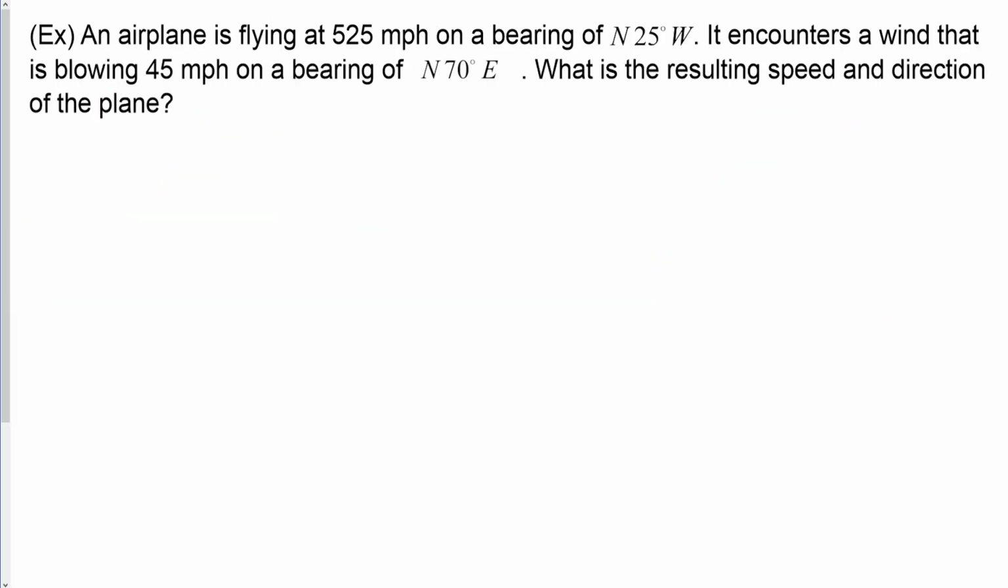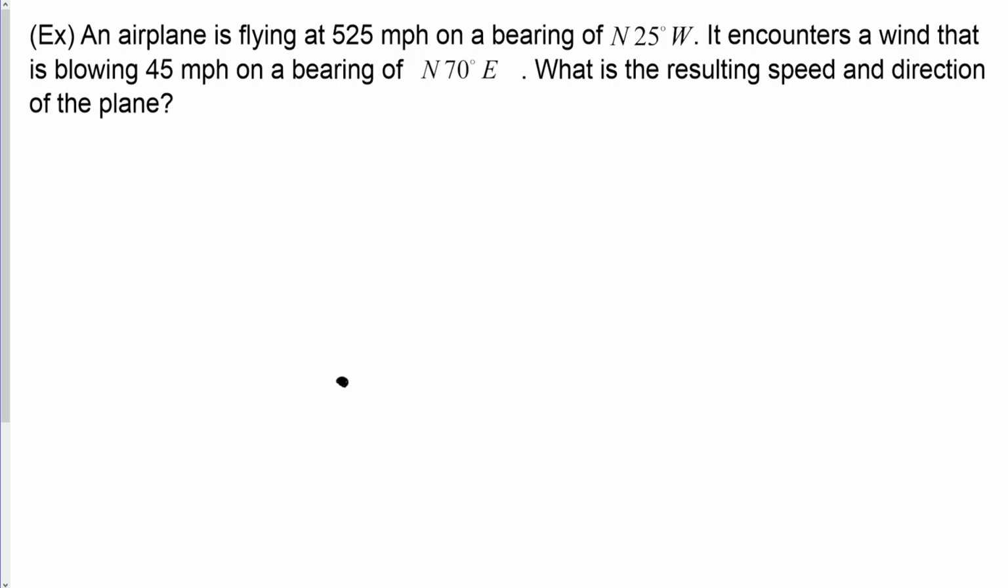An airplane is flying at 525 miles per hour on a bearing of north 25 degrees west. It encounters a wind that is blowing 45 miles per hour on a bearing of north 70 degrees east. What is the resulting speed and direction of the plane? All right, so I'm just going to draw a point somewhere, and that's going to be my initial position, and base my bearings off of that.